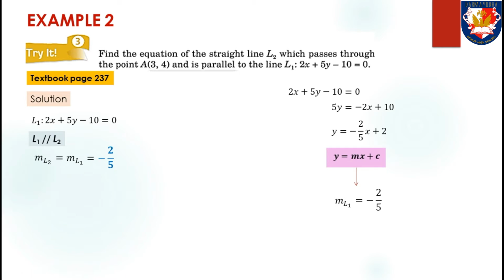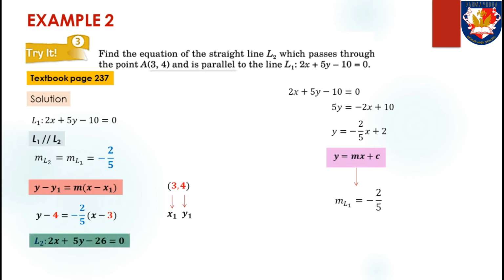The equation of the straight line L2 which passes through point (3, 4) is y minus y1 equals m times (x minus x1). Here 3 is x1 and 4 is y1, and the value of m is the value of the gradient of L2, which equals -2 over 5. By substitution and simplification, the equation of the straight line L2 is 2x plus 5y minus 26 equals 0.